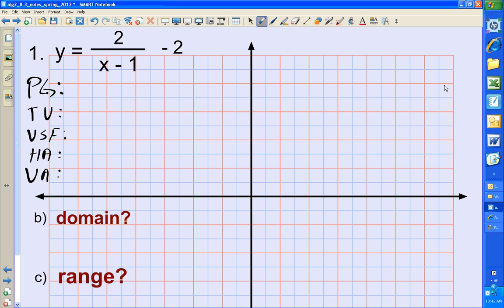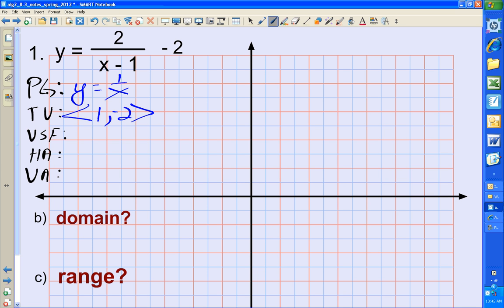All right, let's talk about the list first. What's the parent graph for this one going to be? Y equals 1 over x. It's really the only parent graph we have in the whole chapter. All right. Translation vector. Maddie, what'd you get for that? I got 1, -2. That a girl? 1, -2. Remember, take the opposite of what's with the x, and then whatever comes after the function.